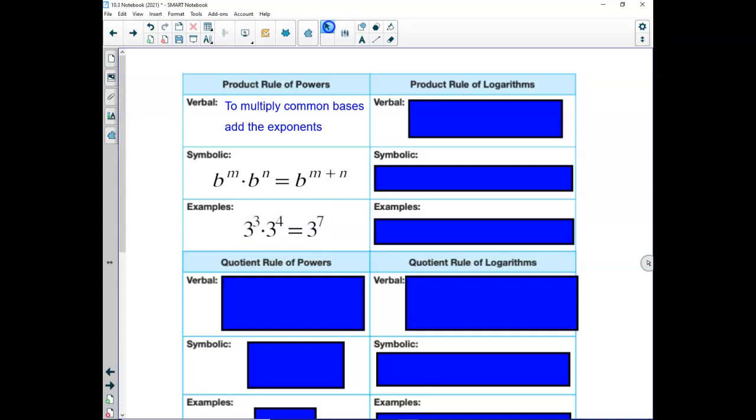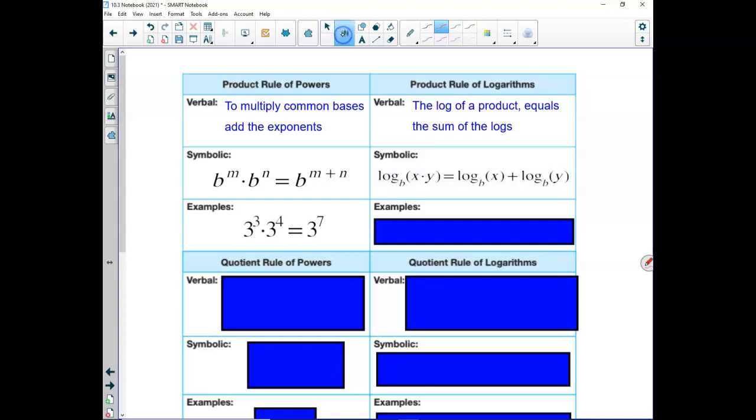because I add them. What is the product rule of logarithms? Think about this. Logarithms equal exponents. So if I'm adding exponents in the product rule, over here I must be adding logarithms. The log of a product equals the sum of the logs. They're kind of going backwards. What does that mean? If I have a product inside the argument, or result, of my log, it equals the sum of the logs.